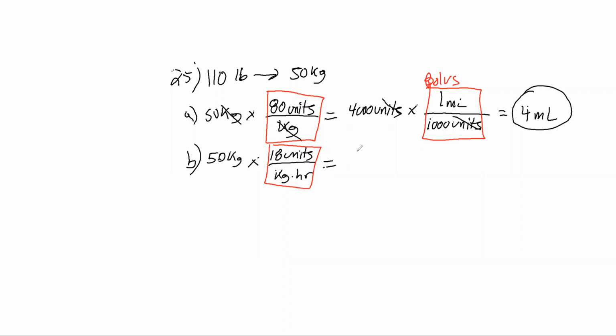All right. So 50 times 18 is 900 units per hour. And then we need a way to convert units to milliliters. So we go back to step 2, and step 2 says we have an IV, a normal saline bag of heparin with 25,000 units of heparin and 250 milliliters of normal saline. And so that is what we need to use to convert units to milliliters.